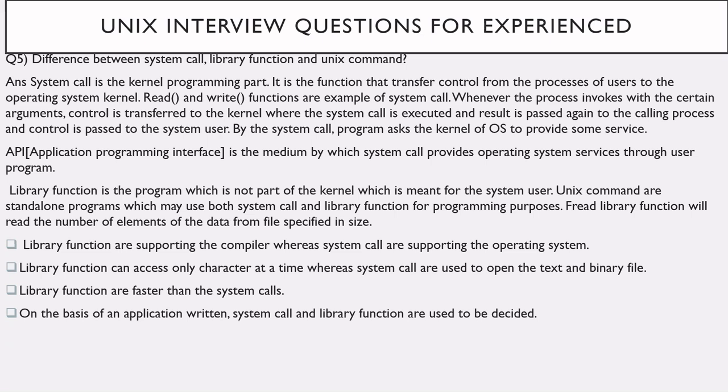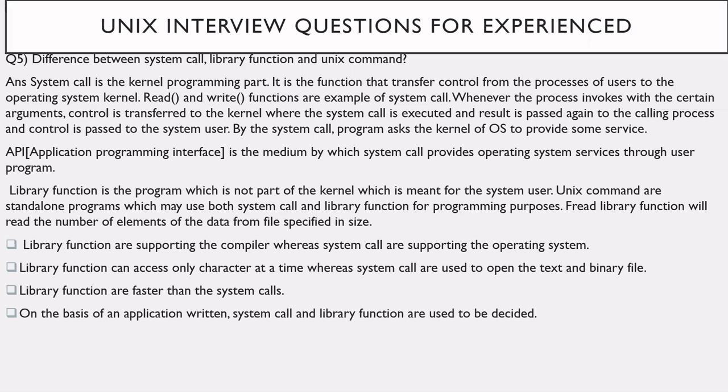Whenever the process is invoked with certain arguments, control is transferred to the kernel where the system call is executed and the result is passed back to the calling process, and control is passed to the user. By the system call, a program asks the kernel of the OS to provide some services. API, application programming interface, is the medium by which system calls provide operating services to user programs.